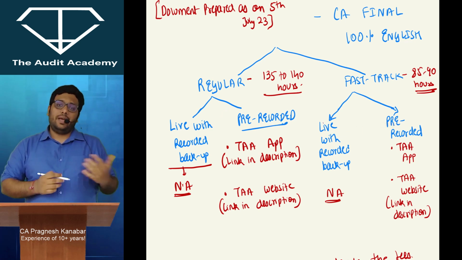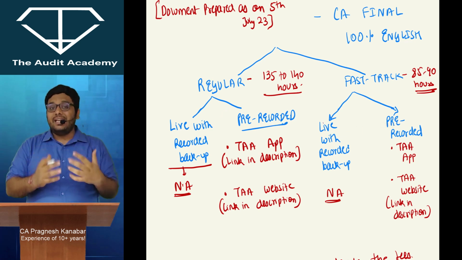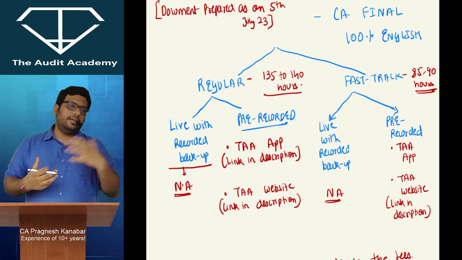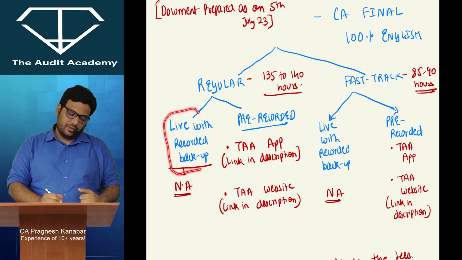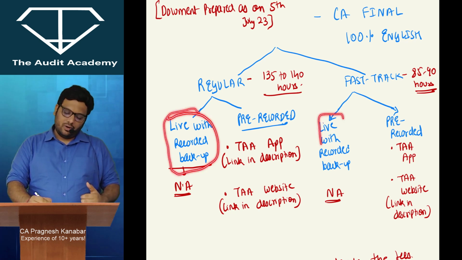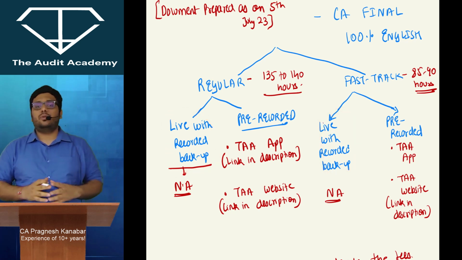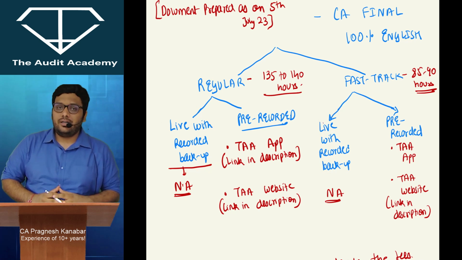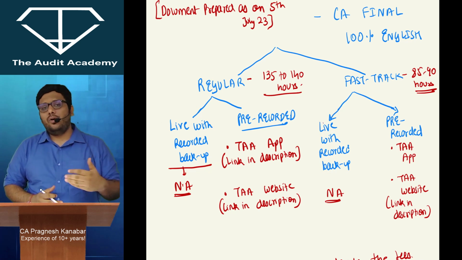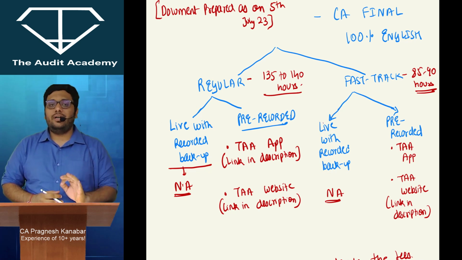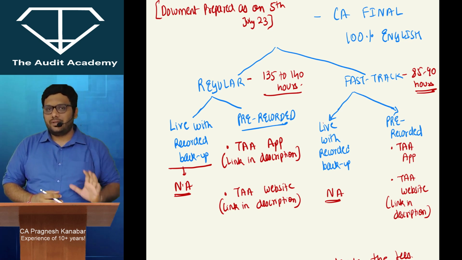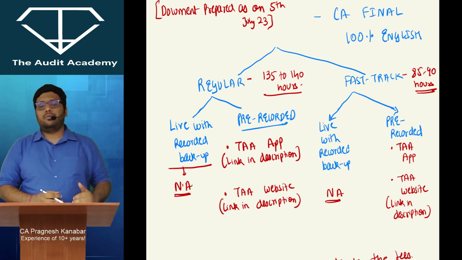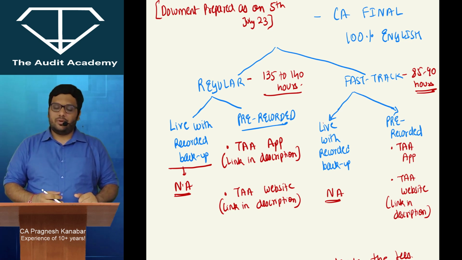All right. As of now, for 100% English, from 5th July till the November 23 attempt, I do not have a regular course batch that is live, and I do not have a fast track course batch which is live. So we have 100% pre-recorded lectures options. Sir, how old are these lectures? All the lectures were recorded in 2023 itself, somewhere in the range of February, March, April. Sir, amendments for November 23, 100% covered. Do not worry about it.